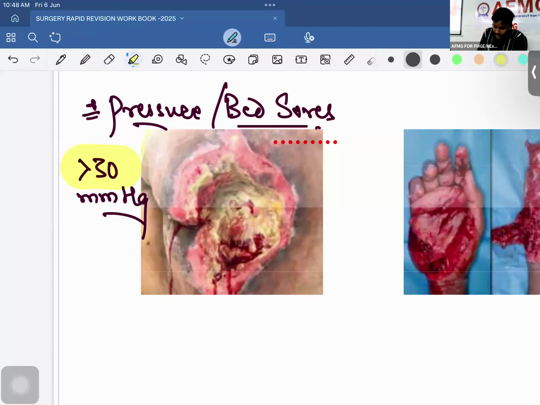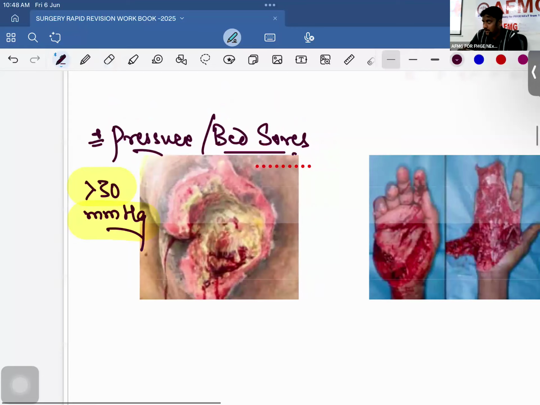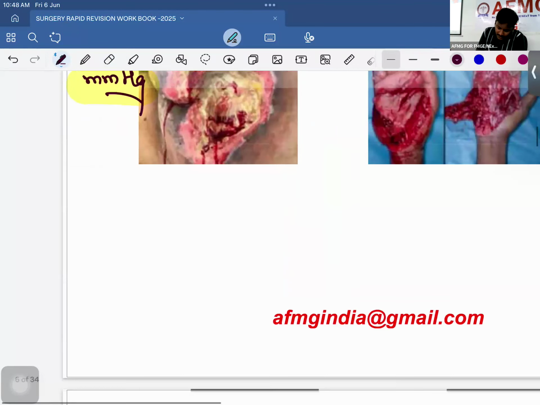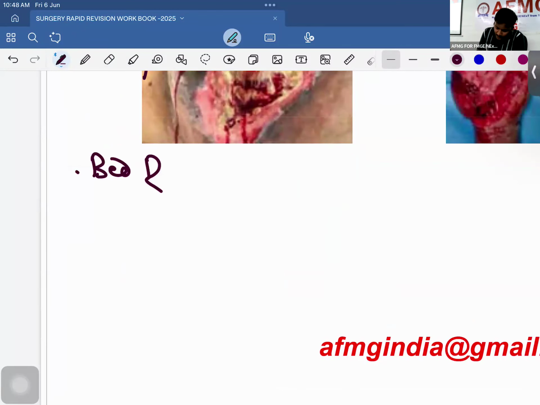Batao, the same pressure is also known to cause. Very good. So more than 30 millimeters of mercury pressure, you have to remember for two conditions. First, pressure sore or bed sore forms at a pressure more than 30 millimeters of mercury. And second, compartment syndrome also forms at a pressure of more than 30 millimeters of mercury itself. Now, important is pressure sore or bed sore, which is there, beta. It is usually seen in patients who have been advised prolonged bed rest, beta.